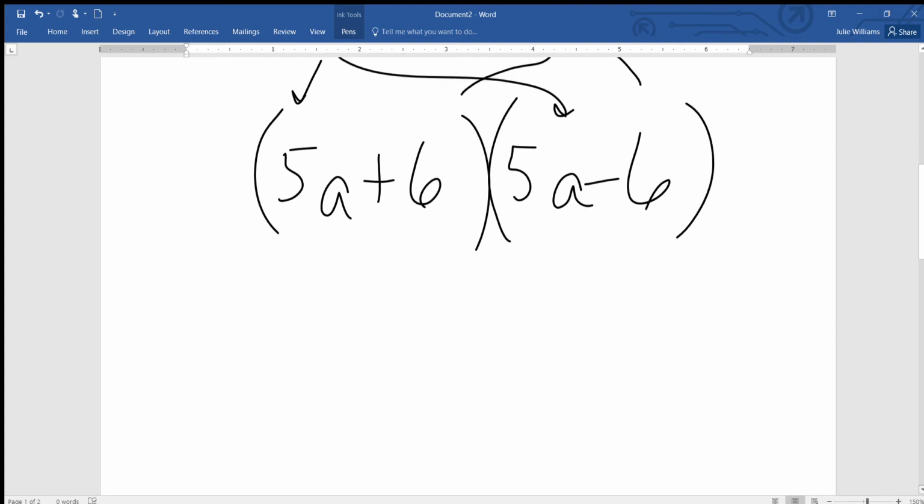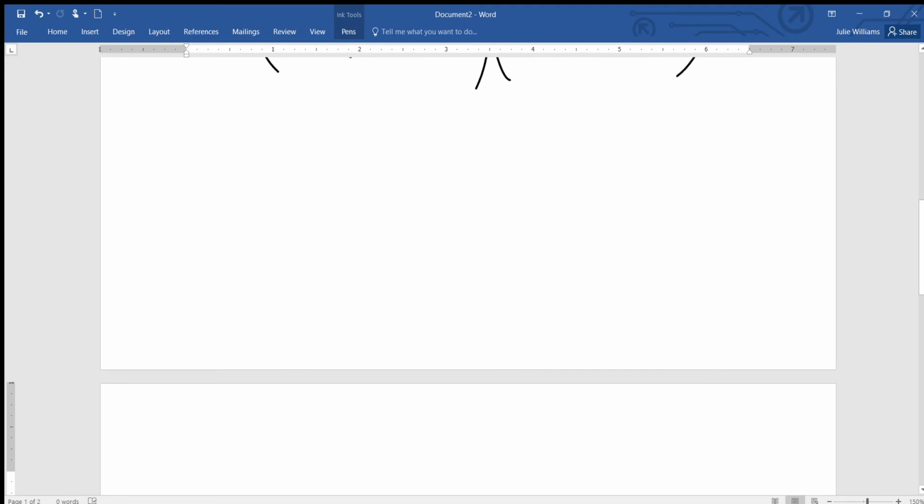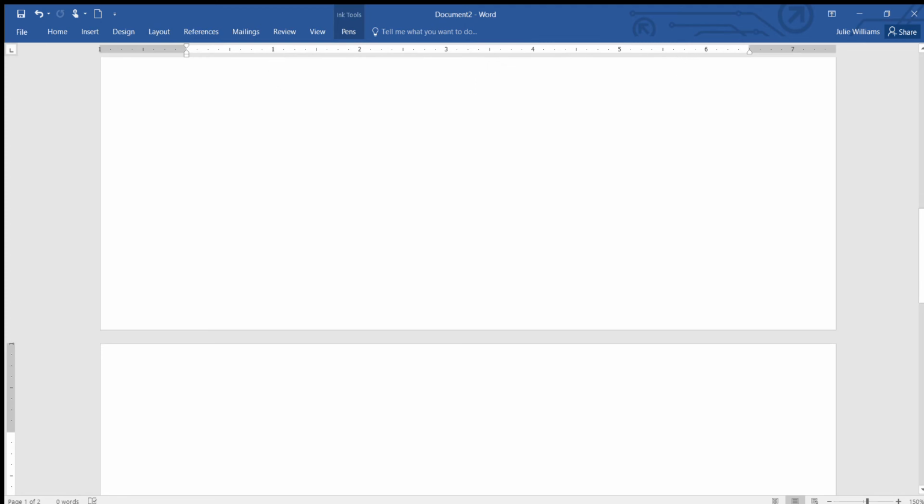Okay, let's keep going. Let's do, I don't know, 4x to the fourth minus 9. Is this the difference of perfect squares? Is 4 a perfect square? It is, because 2 times 2 is 4. Is x to the fourth a perfect square? It is, because x squared times x squared is x to the fourth. And 9 is a perfect square, and it's the difference.